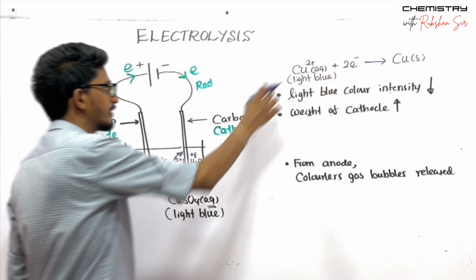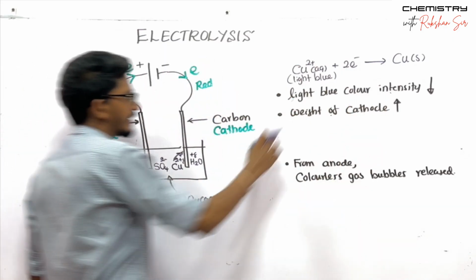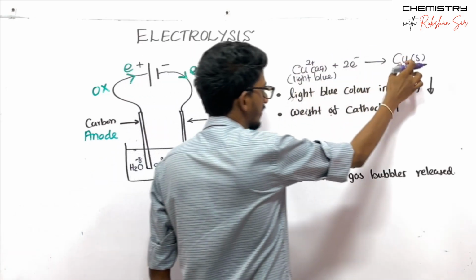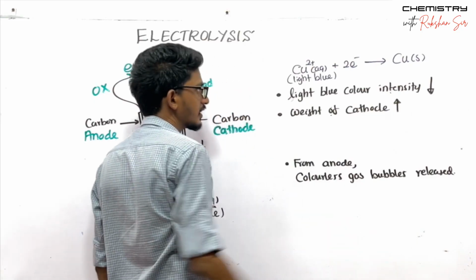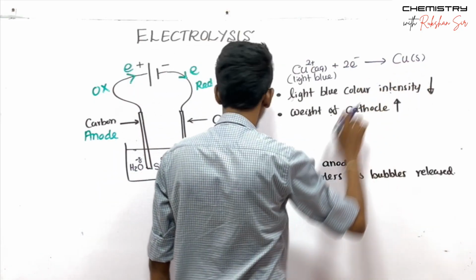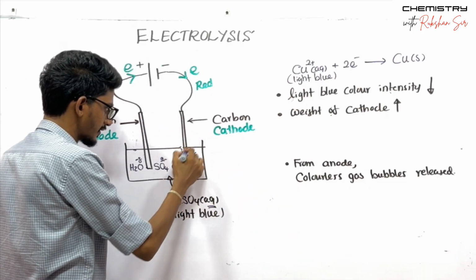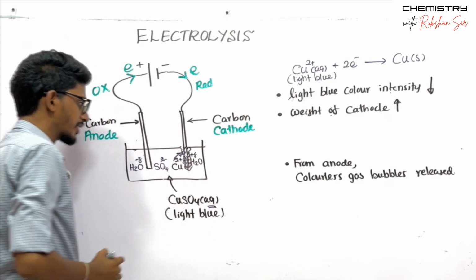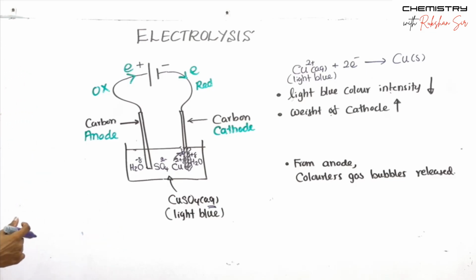So as this one is consumed, the light blue color intensity decreases. Then the copper will deposit here as solid copper. That is why the weight of the cathode increased. Solid is formed, so the weight of the cathode increased. So like this, copper will get deposited and the weight of the cathode will increase.